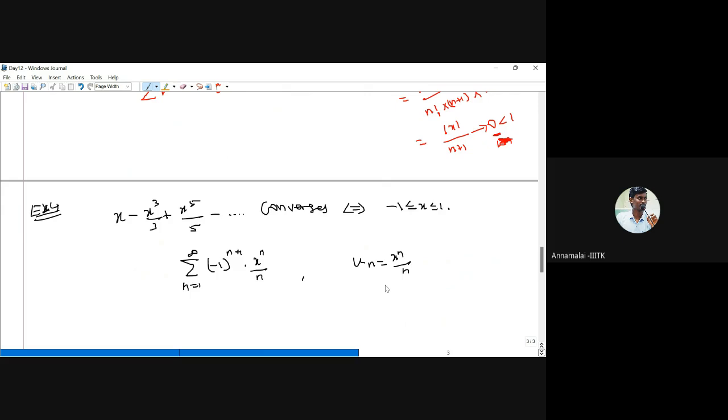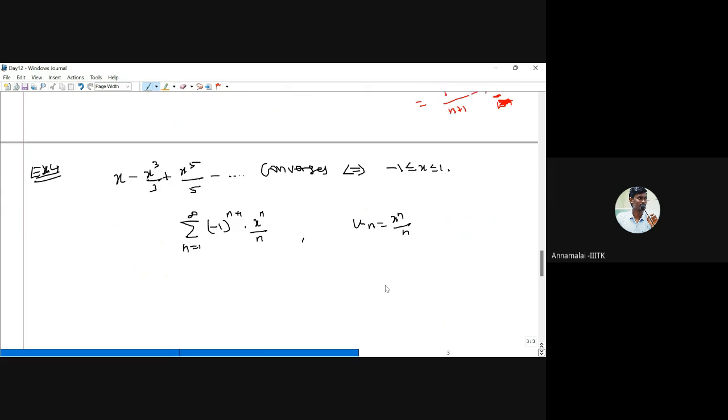So if it converges, then how to find this x? Sir, for n equal to 2, it will be x square by... Okay, sorry, then n plus 1. Okay, sorry, 2n plus 1, sir. 2n minus 1 by 2n minus 1, or 2n plus 1 by 2n plus 1, you can take anything. Okay, good. So now you have to take the modulus of un.